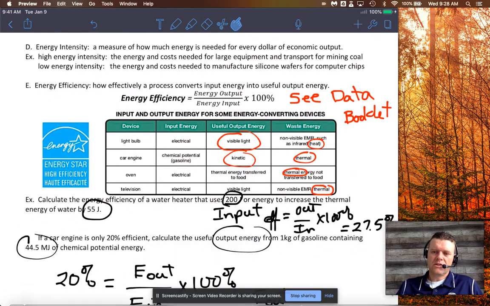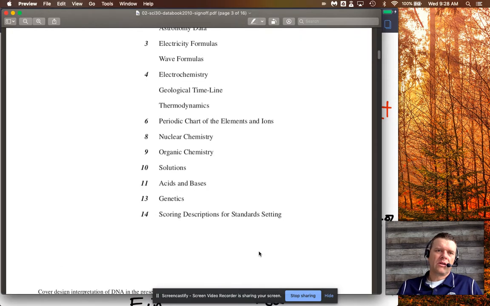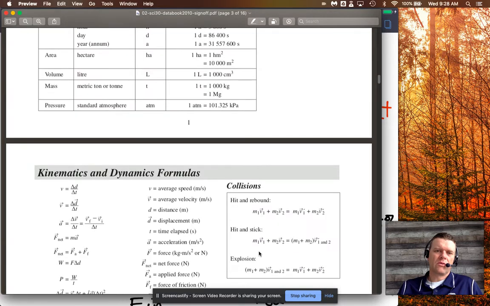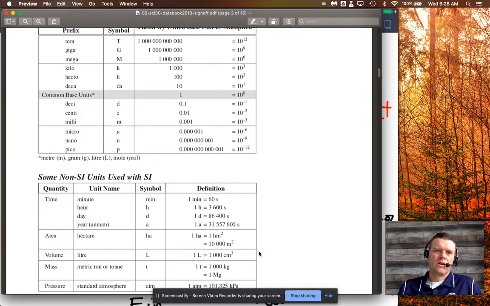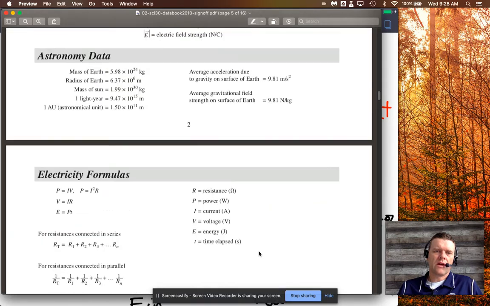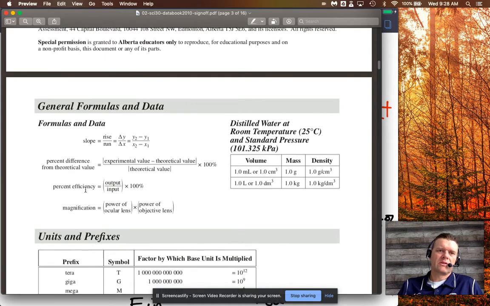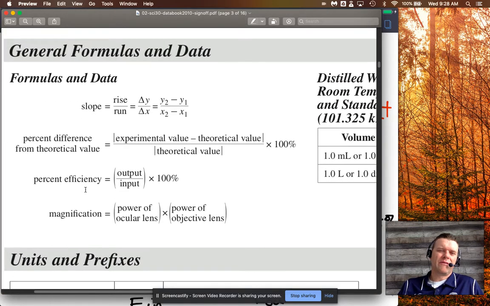Now, I did say see your data booklet. I'll pull that up again quick. In your data booklet, I think it was right near the front. Yeah, right here, sorry, there it is. It's the second page. There's percent efficiency in case you need it.